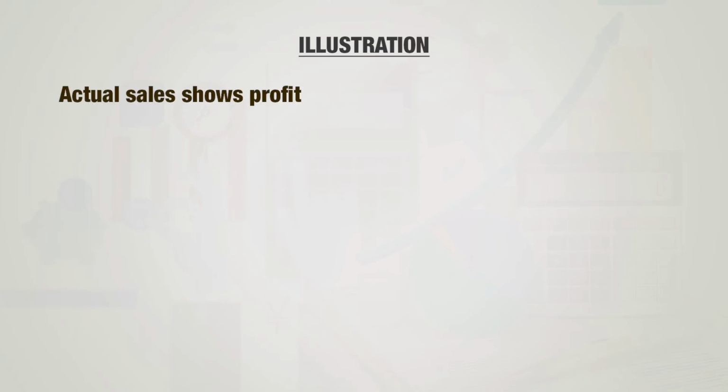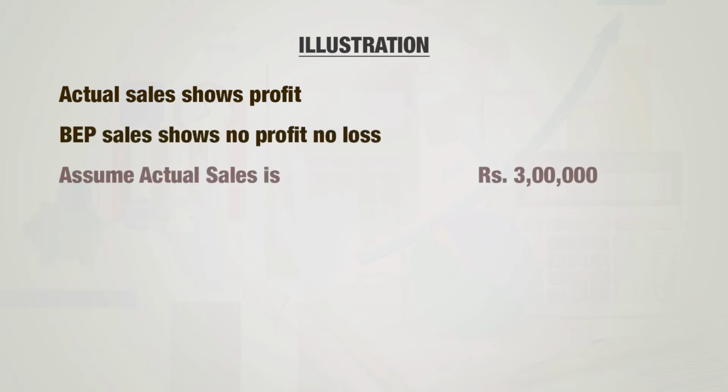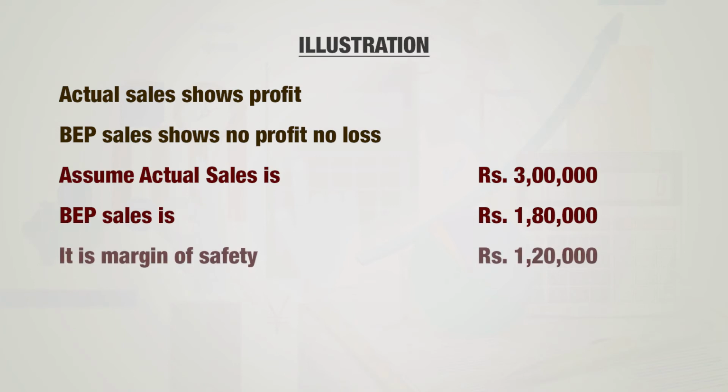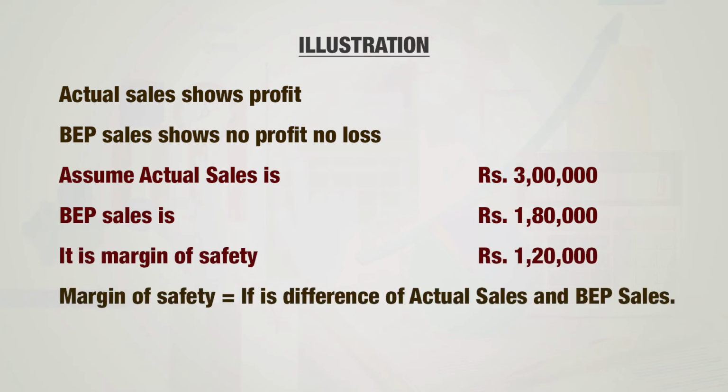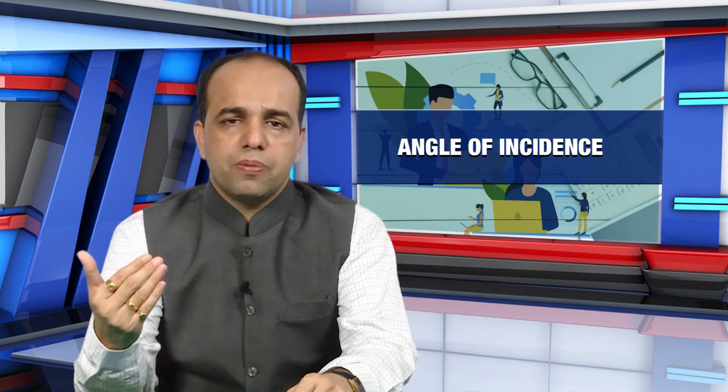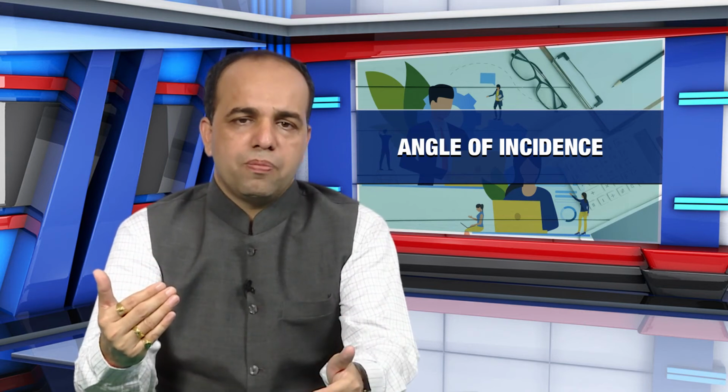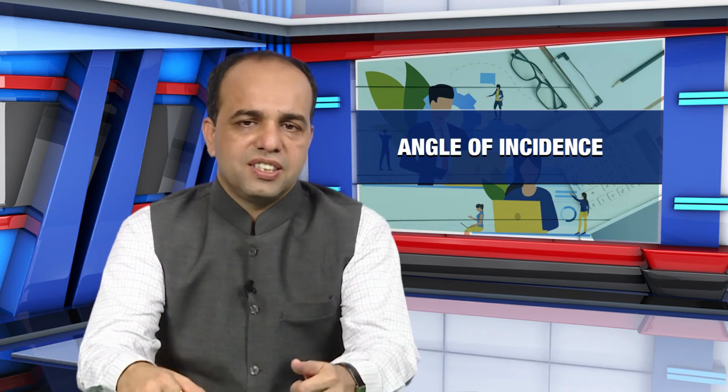Generally, actual sales shows profit. Break-even point sales shows no profit, no loss. Assume actual sales 3 lakh rupees, break-even point sales 1,80,000 rupees, then margin of safety would be 1,20,000. Margin of safety is equal to the difference of actual sales and break-even point sales. Higher the margin of safety, better the position of the company to fight against reductions in sales.